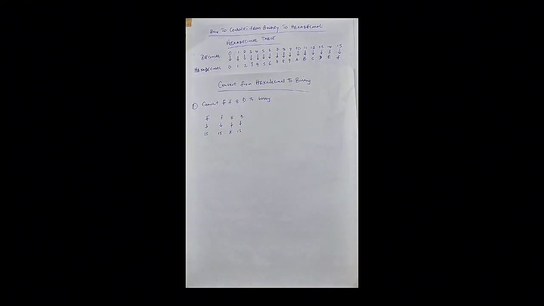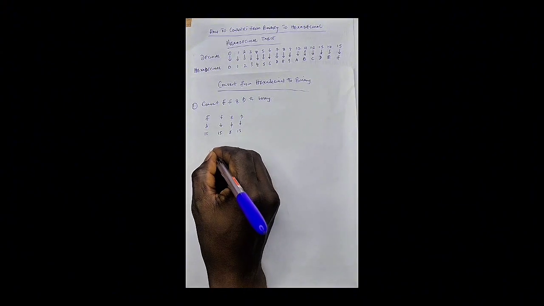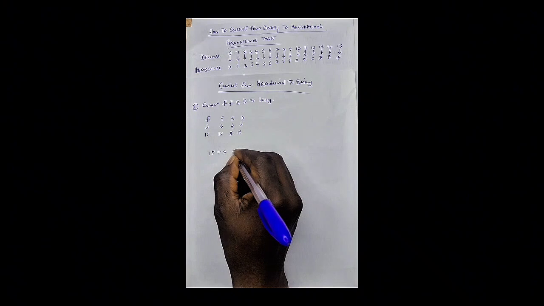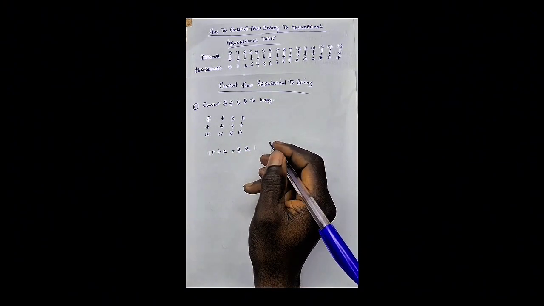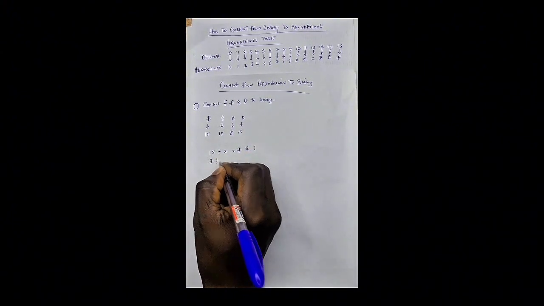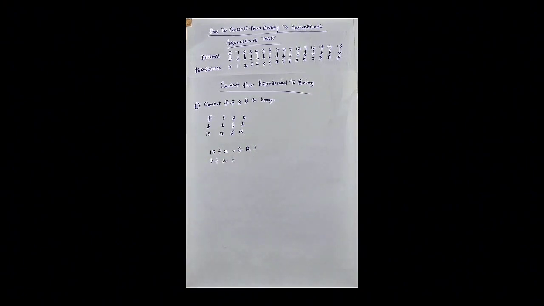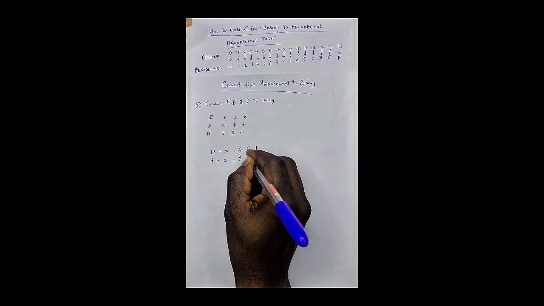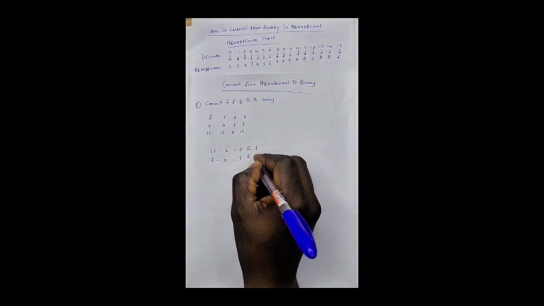And how do we do that? Since it's binary, we divide through by 2. So the first F, which is 15, divided by 2 will give us 7, remainder 1. When you divide, as far as there is a remainder, you always put 1. Then 7 divided by 2 will give us 3, remainder 1.